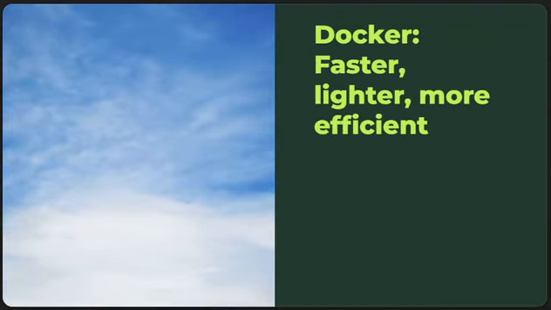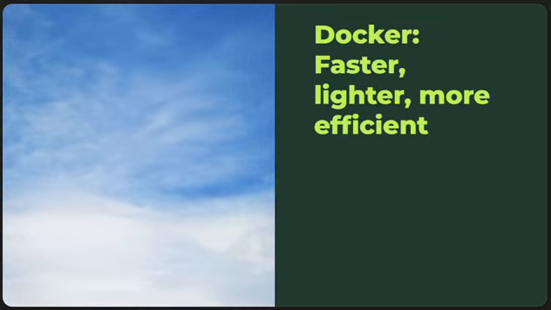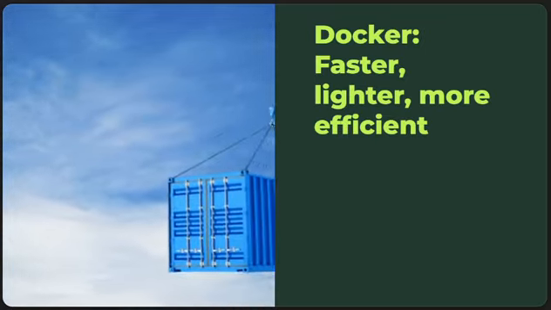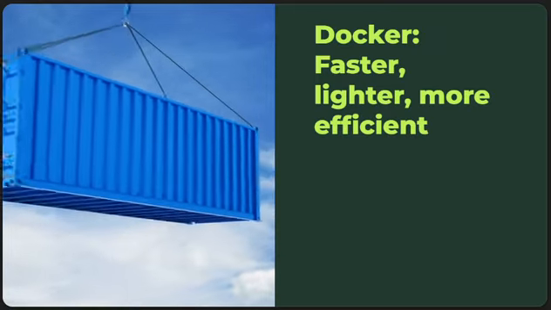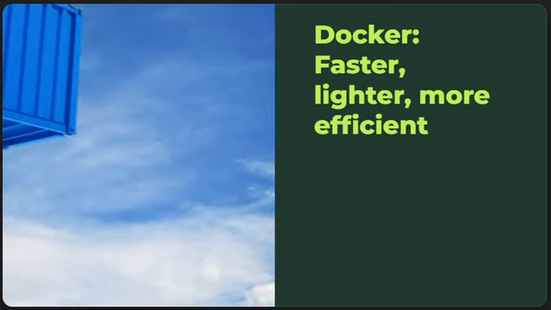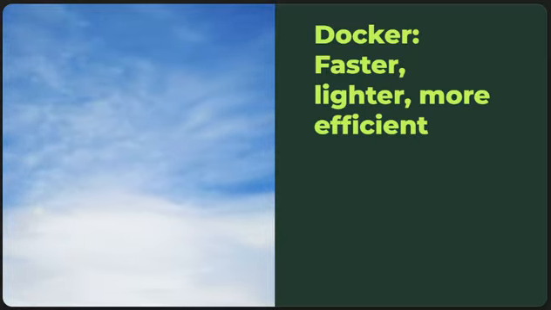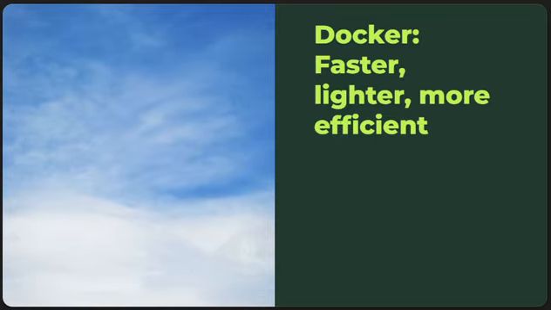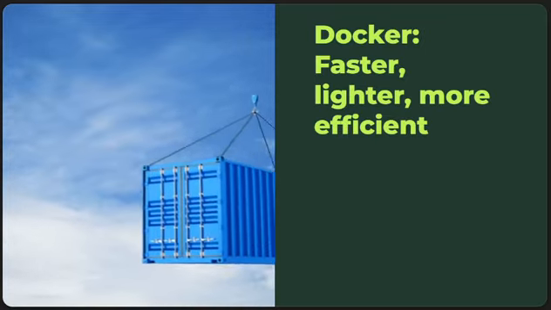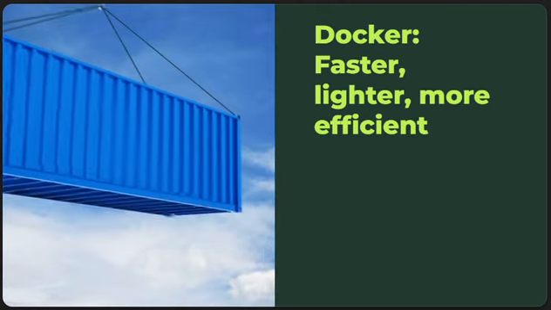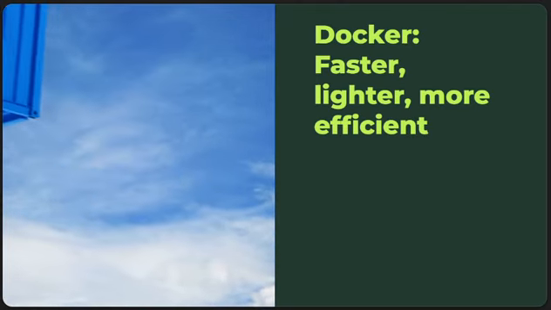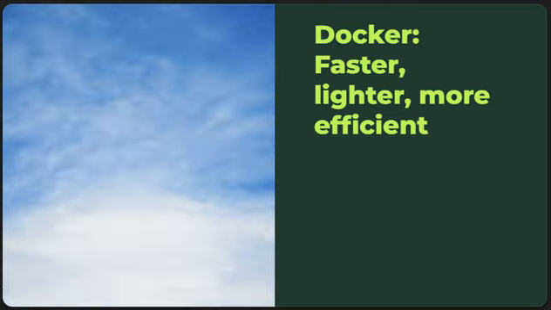But how is Docker different from a virtual machine? Picture a virtual machine as a whole computer, an OS inside another OS. It's bulky, slow, and resource-hungry. Docker, in contrast, runs containers using the host OS directly, skipping the unnecessary overhead. Containers launch in seconds, use less RAM and CPU, and make everything more efficient.